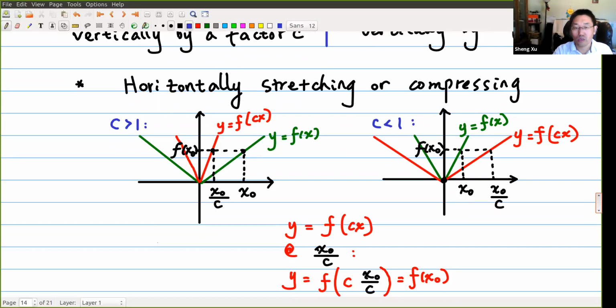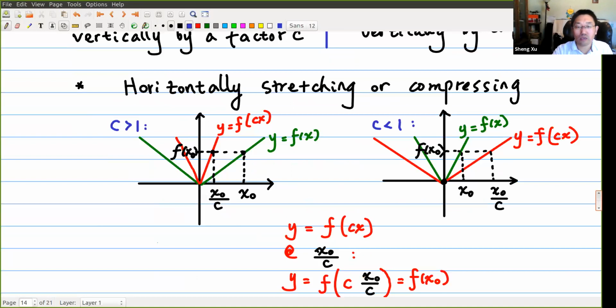So now, what happens if I replace this input x by c times x? This c is not multiplied to f, it's multiplied to this x here. Then what you see is, suppose this green curve is the graph of y equals f(x), and I have an arbitrary point (x naught, f(x naught)), which is this point here. Now what happens?